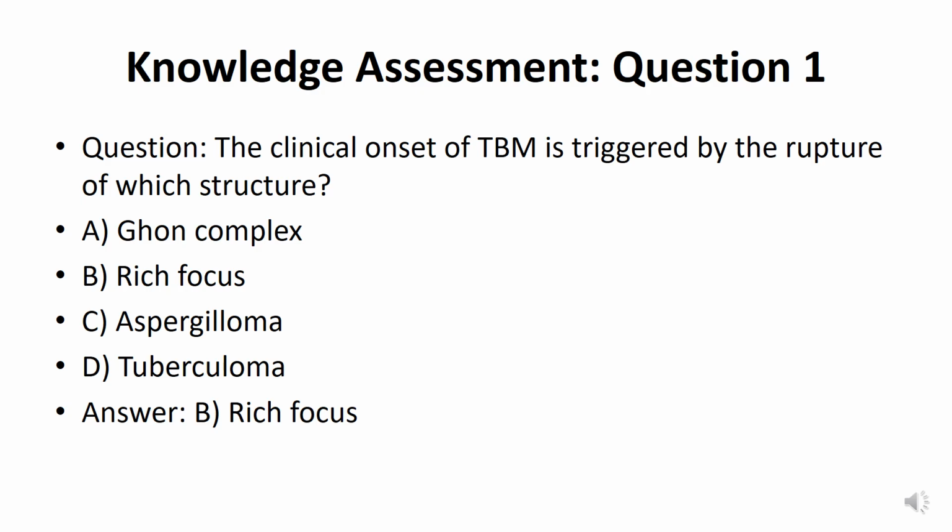Here's the question. The clinical onset of tuberculous meningitis is triggered by the rupture of which structure? Is it A, a Ghon complex, B, a Rich focus, C, an aspergilloma, or D, a tuberculoma? Take a moment to think about your answer. The correct answer is B, a Rich focus.